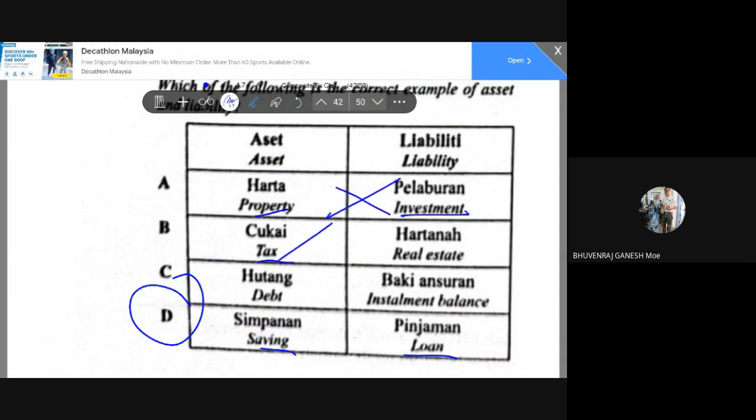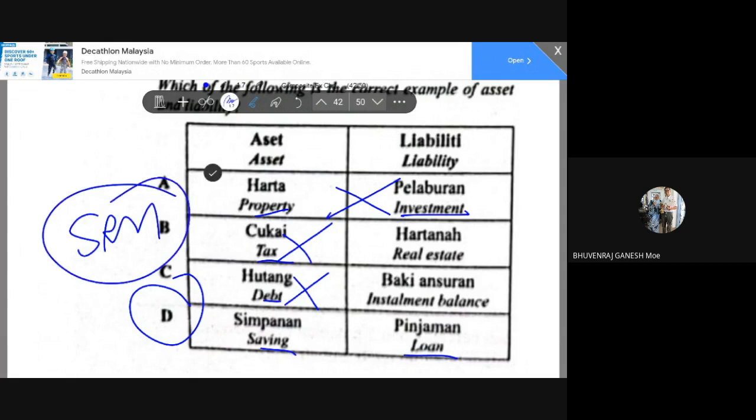Tax is not an asset. This is wrong. Debt is not an asset. This is wrong. So yeah, see this SPM question. So you see, it can come out simple also. So don't think it's very hard, this topic actually. They just want to see basic things only in your investment.